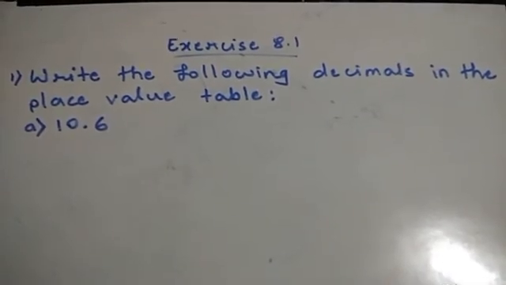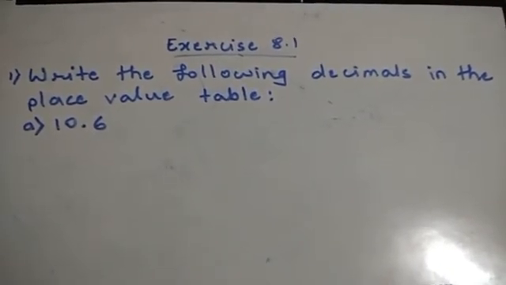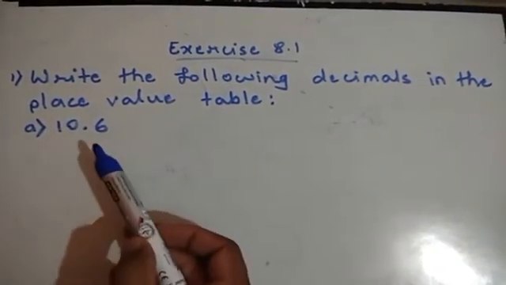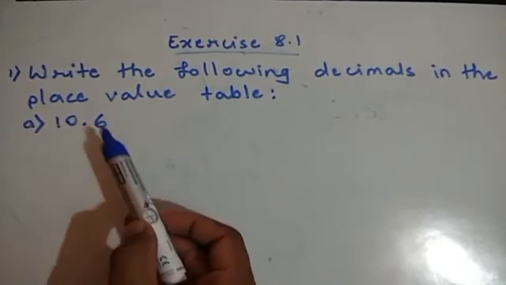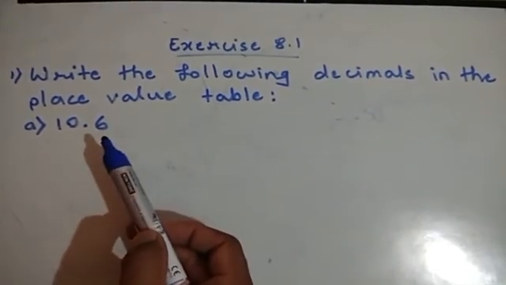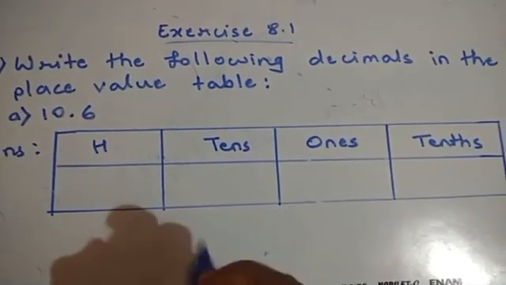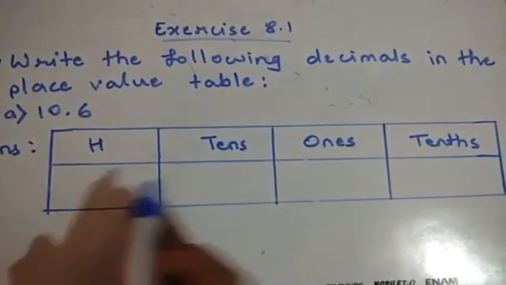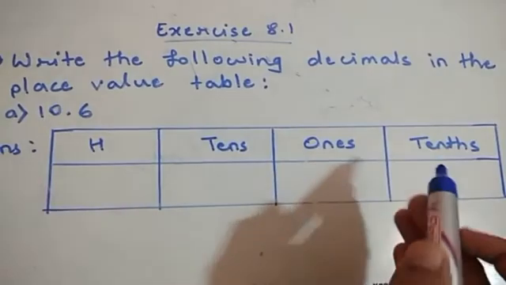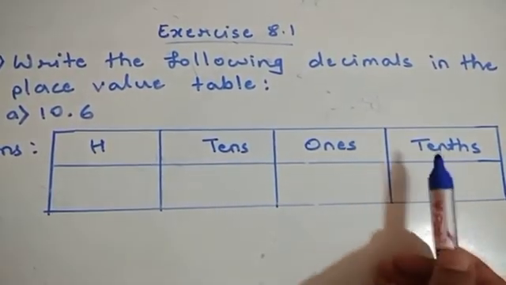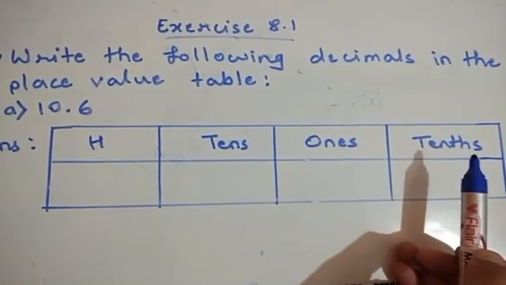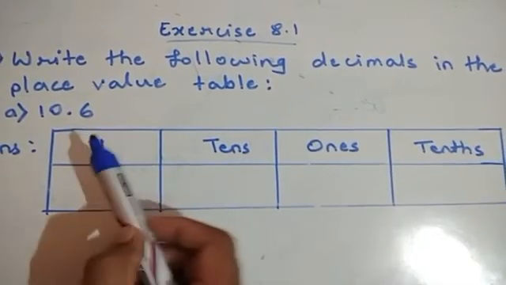In that, the first question is, write the following decimals in place value tables. Therefore, one example we will take is 10.6, and this 10.6 we are going to write in the place value table. See your answer. First draw a chart like this, then write here hundreds, tens, ones and tenths. Students, don't get confused between tenths and tens. Okay, tens is different and tenths is different. Remember this.